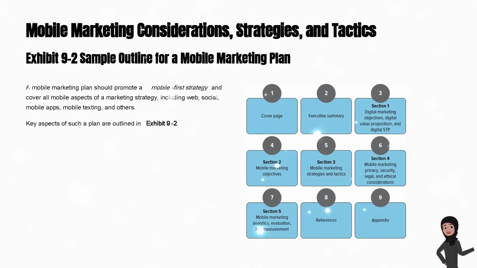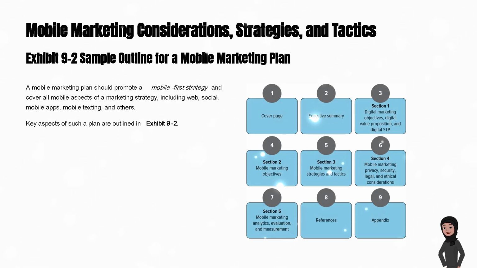Execution requires a roadmap, which brings us to the mobile marketing plan. A successful plan must promote a mobile-first strategy, covering everything from web and social to apps and texting. As shown in Exhibit 9.2, a standard plan follows a 9-step structure. It starts with the basics, a cover page and executive summary.